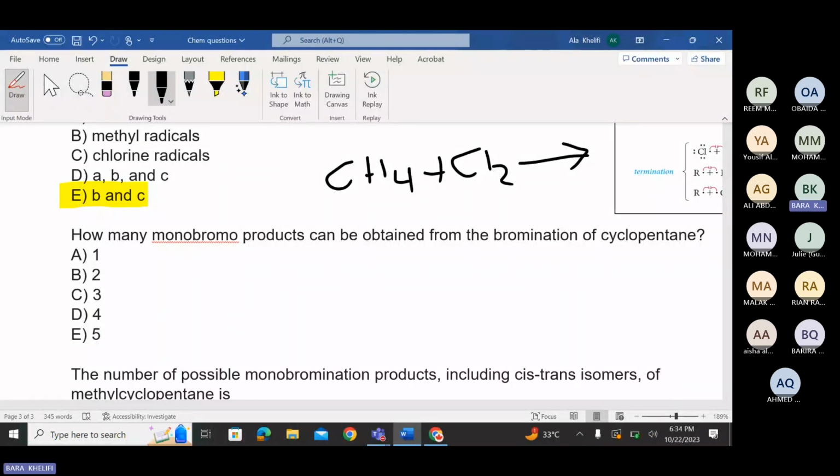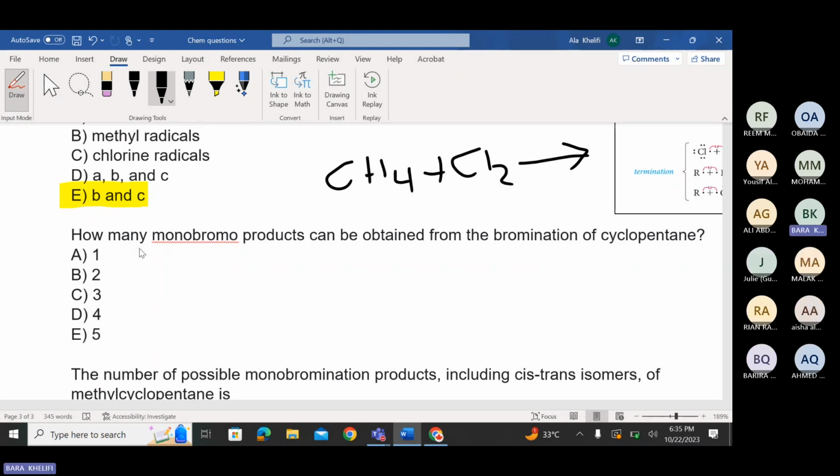So here are other questions. They sometimes ask the reactions in a form of worded questions. How many mono products can be obtained from the bromination of cyclopentane? So let's draw cyclopentane.